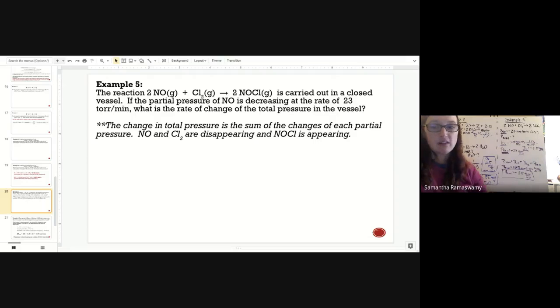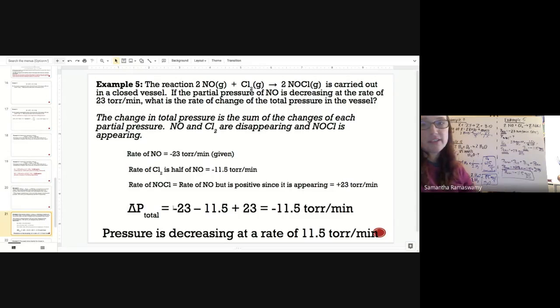Again, if you have any, type them in the chat. People very well might have the same questions as you. And I have the answers on this slide as well. So again, exactly what we wrote on the whiteboard. You don't necessarily see the math. I just wrote is half of, but you can see here. So you have two ways of representing this. Negative 11.5 torr per minute, or you could say pressure is decreasing at a rate of 11.5 torr per minute.